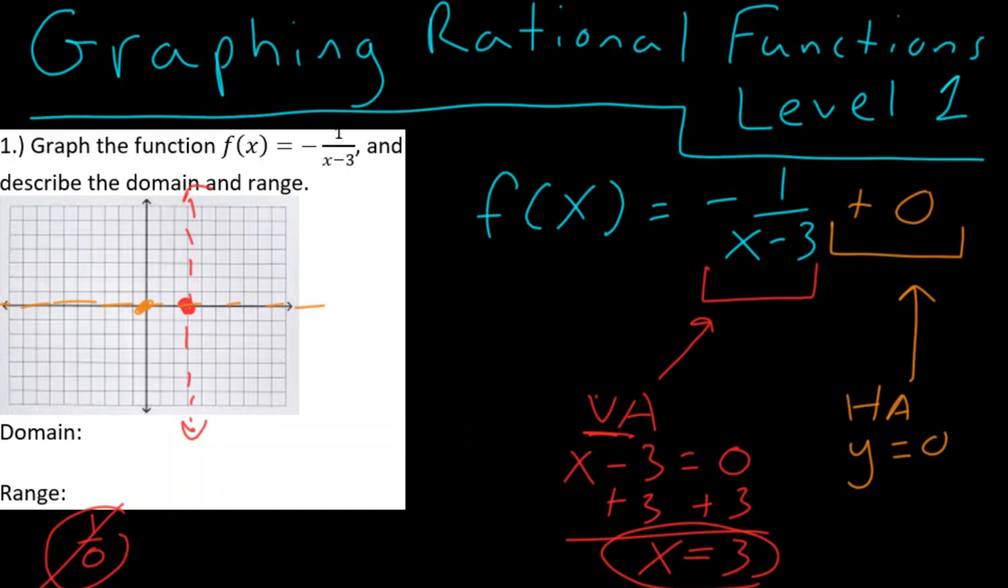Okay, so what's the last thing that we really need to know in order to graph this? Well, we want to look at the sign in front of the fraction, and this is indicating to us that this is in fact a negative function. So how in the world does a negative function work for a rational function?